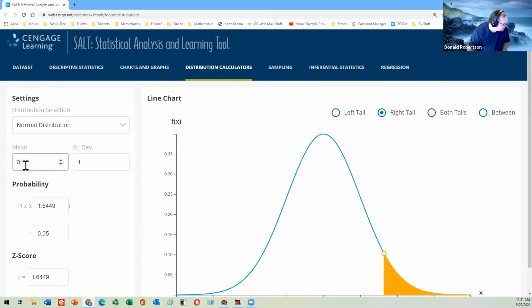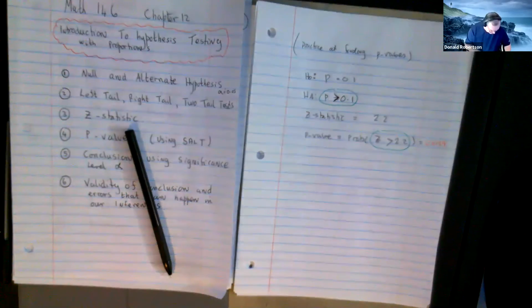Now, over here, keep that as 0 and 1. That's never going to change. Take this guy and write down the number that we had, which is 2.2. And the p-value is this guy underneath. So the p-value in this case is 0.0139. Are you happy about how we got that guy? Okay, we're good. Now, I'm going to be bouncing back between some screens here. That was an example of what's called a right-tailed test.